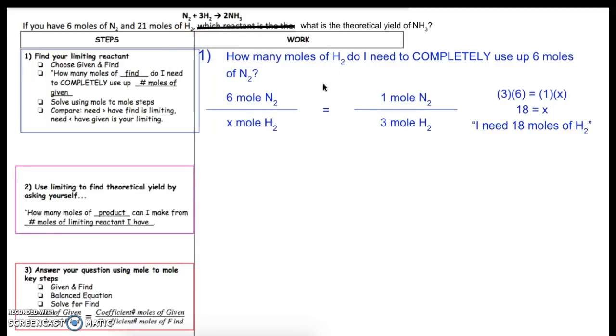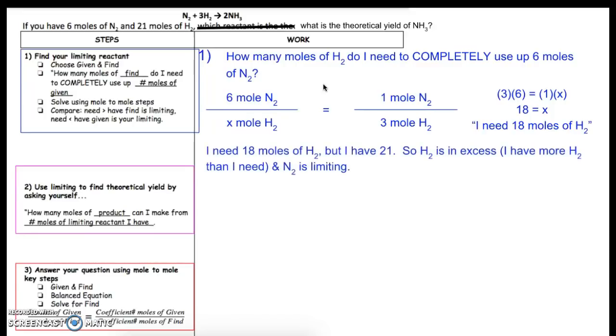So let's think about that. Am I going to run out of H2 or is it in excess? So I only need 18, but I have 21. So H2 is in excess. That means that N2 is the limiting. If one reactant is excess, the other is your limiting. Okay, that was just the first step for a theoretical yield problem, is limiting reactant.